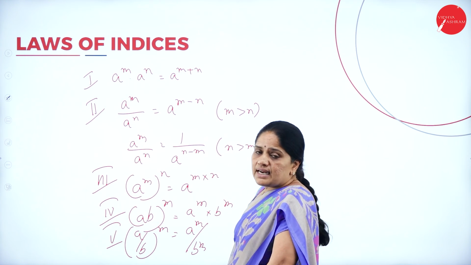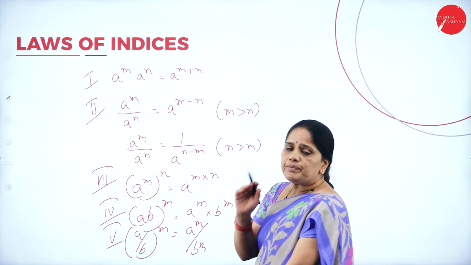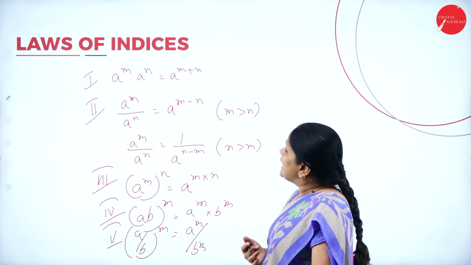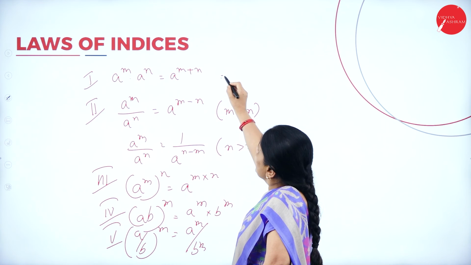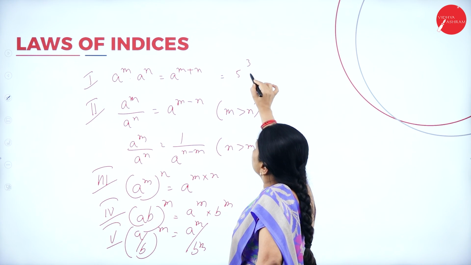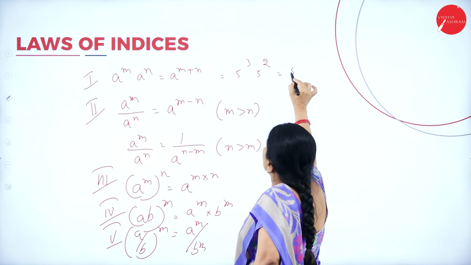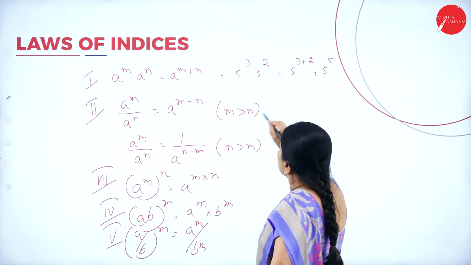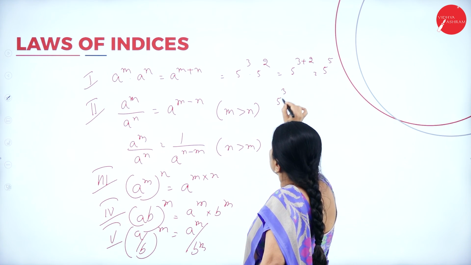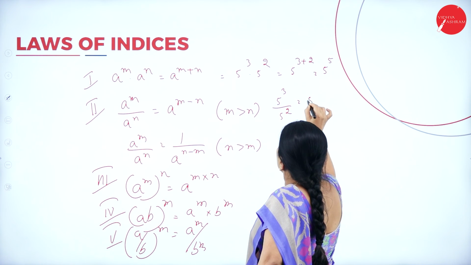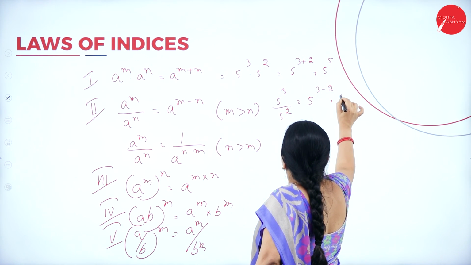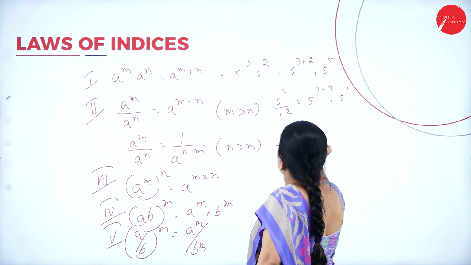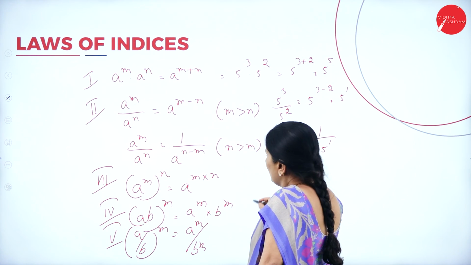So, if you can understand these 5 laws of indices, it will be very helpful for us when we do our simplifications of these index numbers. So, if I can give you an example here: 5 to the power of 3 into 5 to the power of 2. It will be 5 to the power of 3 plus 2, 5 to the power 5. Again, if I give the same example here, it will be 5 to the power of 3 minus 2, 5 to the power 1.